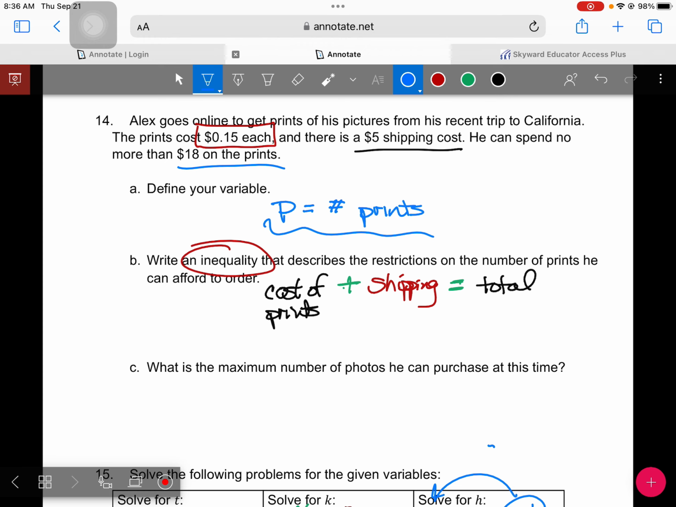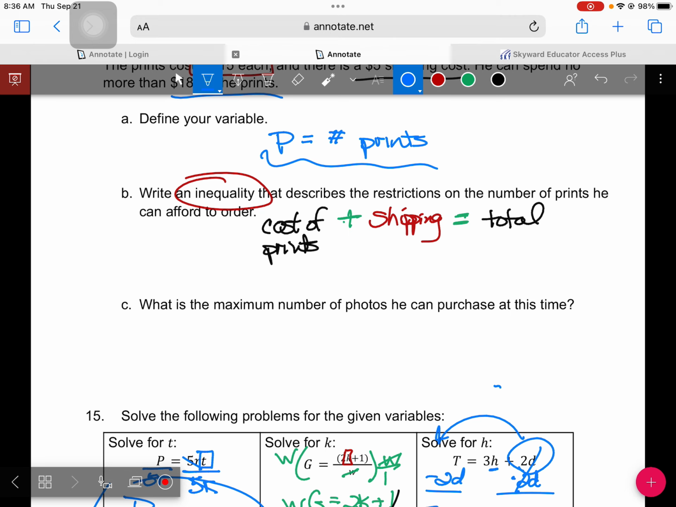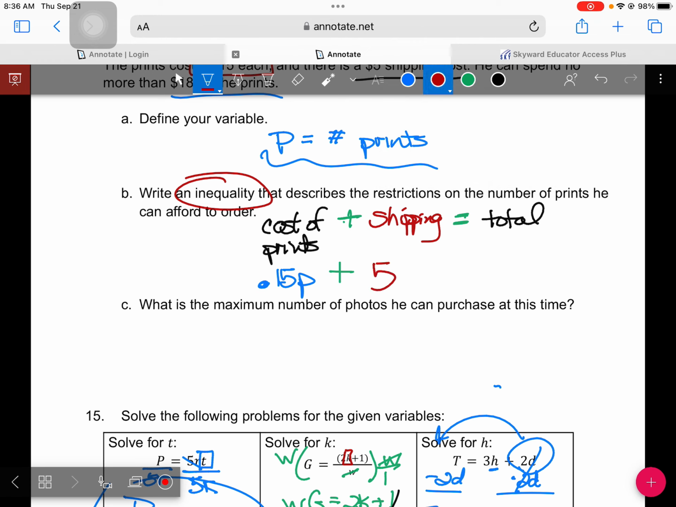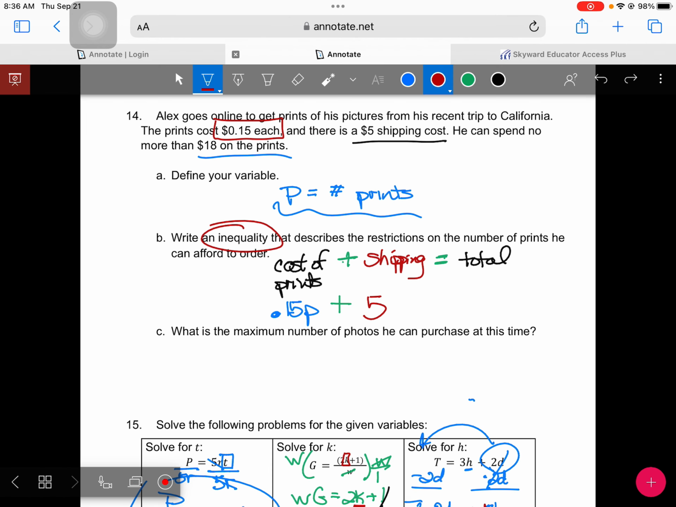You want some help? Yeah. Chris, you want to help him? Yeah, 0.15 times P. It's 15 cents times the number of prints. Yes. Plus, do we have a shipping cost? Yes. $5. And, oops, it is an inequality.